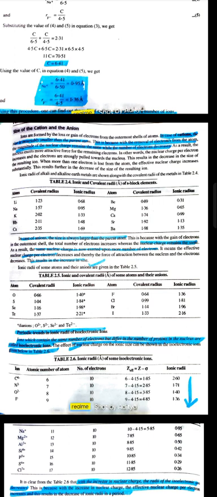In the case of anions, the size is larger than the parent atom. This is because with the gain of an electron in the outermost shell, the total number of electrons increases whereas the nuclear charge remains the same. As a result, the same nuclear charge is now exerted upon a larger number of electrons. It means the effective nuclear charge per electron decreases, and thereby the force of attraction between the nucleus and the electrons decreases. This results in an increase in size.